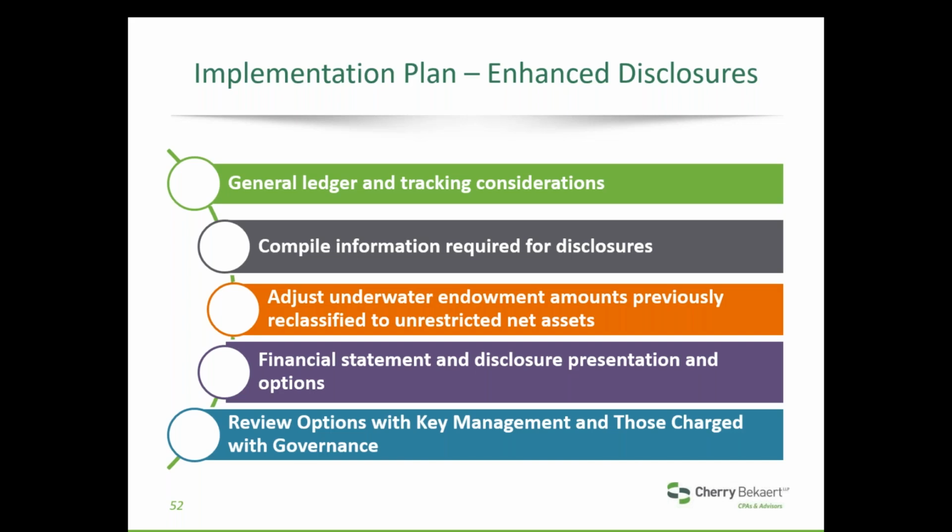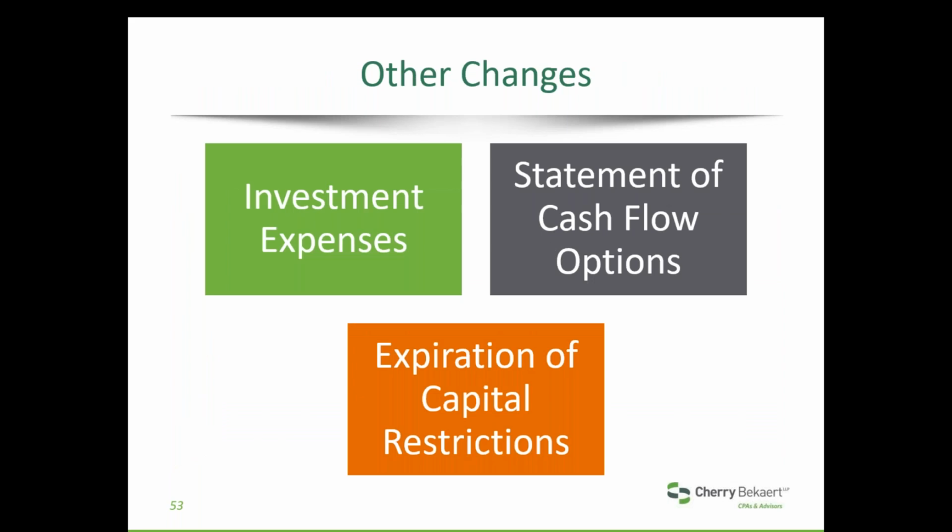And so what does that mean? What's the implementation plan? Similar to our previous ones, you're going to have general ledger and tracking considerations. So are there any underwater amounts that are still currently sitting in unrestricted net assets that need to be reclassified back to net assets with donor restrictions? Compiling the information needed for the required disclosures. So do you need to review any of the board designations with the board and talk to the board about what the policy on spending underwater endowments is, and then actually going through the examples and determining what you would like to proceed with.